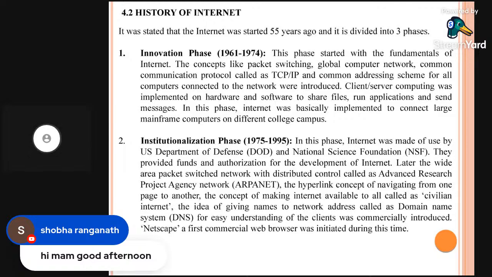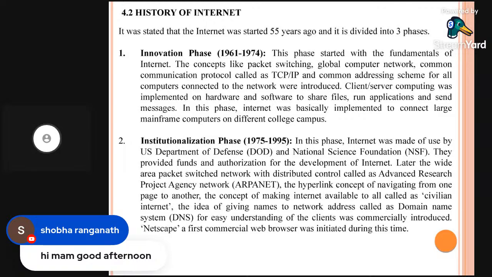This phase started with the fundamentals of internet concepts like packet switching, global computer networks, common communication protocols, and common addressing schemes for all computers connected through the network. Here client-server computing was implemented on hardware and software to share files, run applications, and also send messages. In this phase, the internet was basically implemented to connect large mainframe computers on different college campuses.